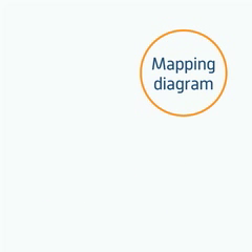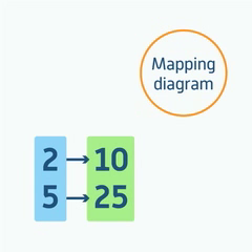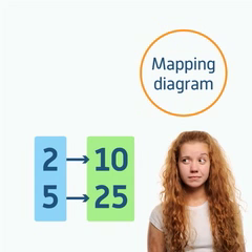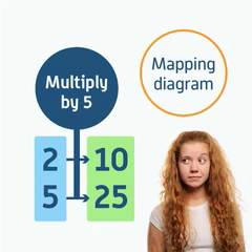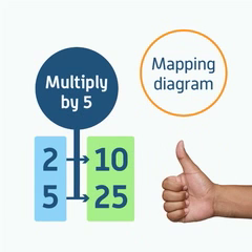Another way to show it is using a mapping diagram. For example, this diagram is for a different mapping. What is the mapping? You can see it is multiply by 5. 2 multiplied by 5 equals 10, and 5 multiplied by 5 equals 25 is a check of the answer.